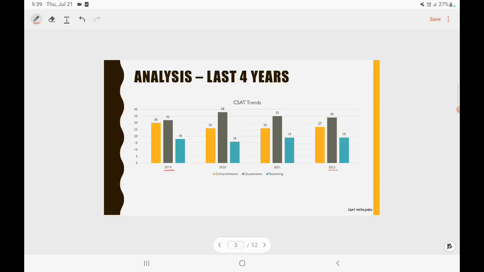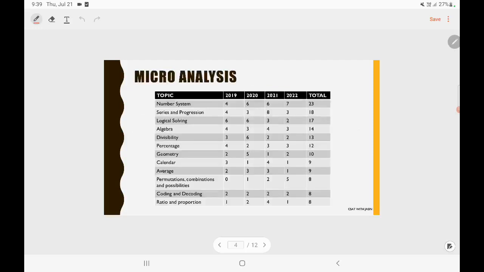So you can see that in the comprehension part, you will be getting around 26 or 27 questions. And in the quantitative part you will get around 33, 34, 35 questions, and in reasoning you'll be getting 18, 19, 20, around 19 questions as well. Now I have made a micro analysis as well. Okay, so these are the different topics from the quantitative and reasoning part, and you can see here that most of the questions have come from number system, series progression, logical solving, algebra, divisibility, percentage, geometry, etc.